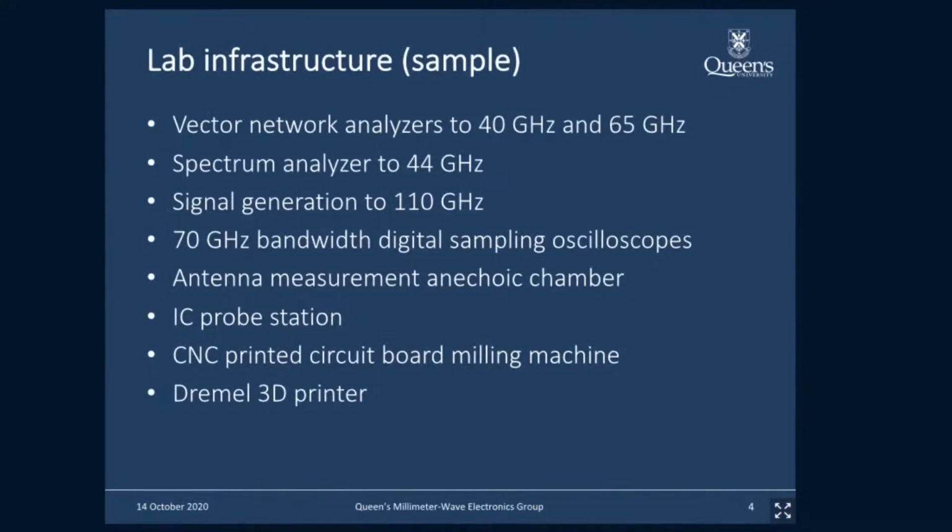A brief overview of the infrastructure that we currently have in the RF lab at Queens. We have vector network analyzers to 40 gigahertz and 65 gigahertz, spectrum analyzers and signal generation. Recently, we moved up to 110 gigahertz. We have this capability now. We also recently, meaning in the last 3 years, built up an antenna and an anechoic chamber to do the work that I'm going to show here today. And we have IC probing, and we have some infrastructure to allow us to make PCBs in-house for this work on fluidic electronics.